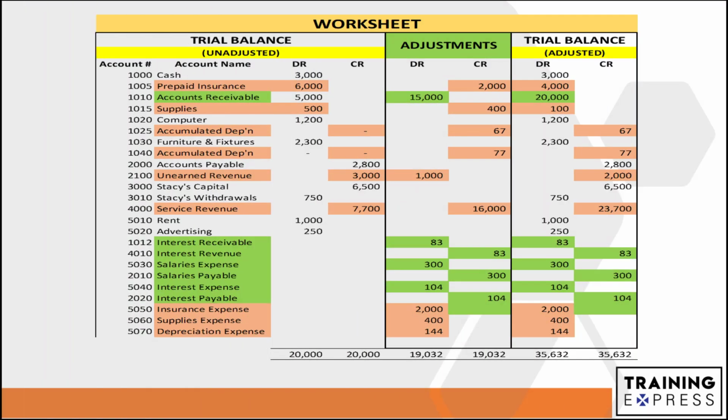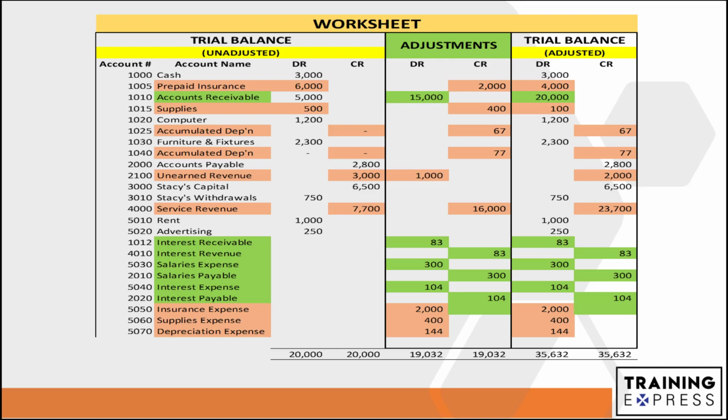Now let's look at our worksheet. It is now final. We have prepared all the adjusting entries. I would like you to focus on these colors. Green color items or accounts, we prepared them in our adjusting entries part 1 session, and the orange color accounts, you can see we made these adjusting entries in our last session, adjusting entries part 2.